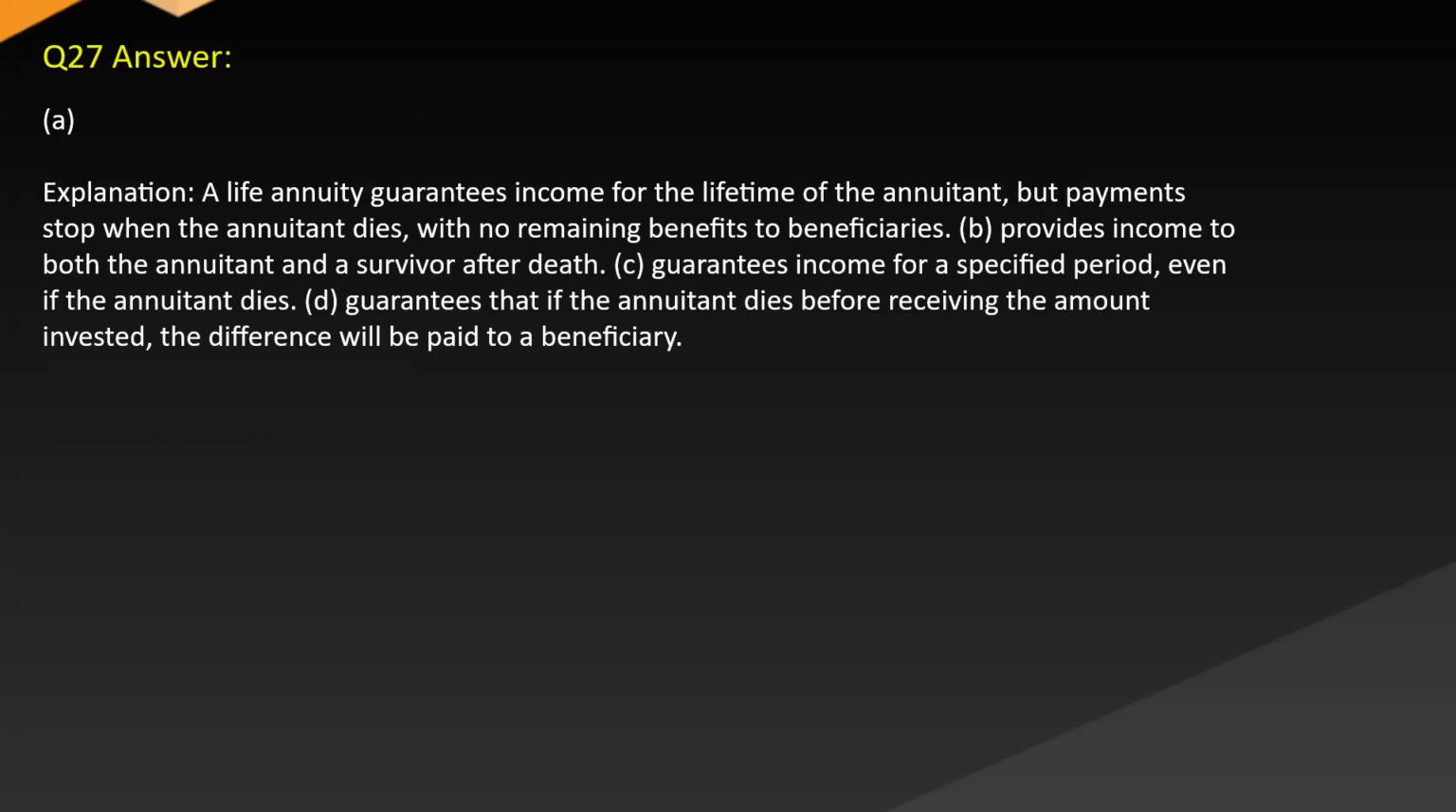Answer A. Explanation. A life annuity guarantees income for the lifetime of the annuitant, but payments stop when the annuitant dies, with no remaining benefits to beneficiaries. B. Provides income to both the annuitant and a survivor after death. C. Guarantees income for a specified period even if the annuitant dies. D. Guarantees that if the annuitant dies before receiving the amount invested, the difference will be paid to a beneficiary.